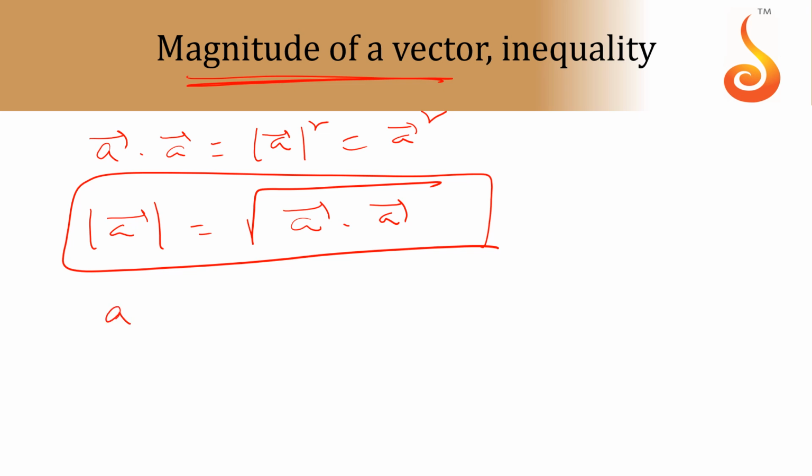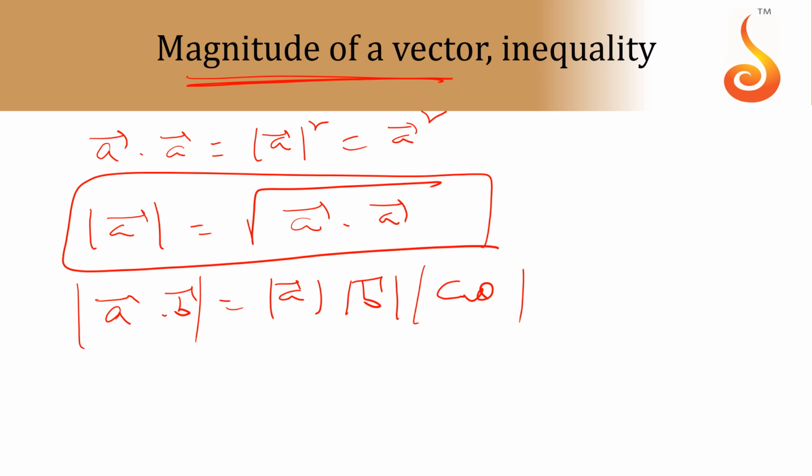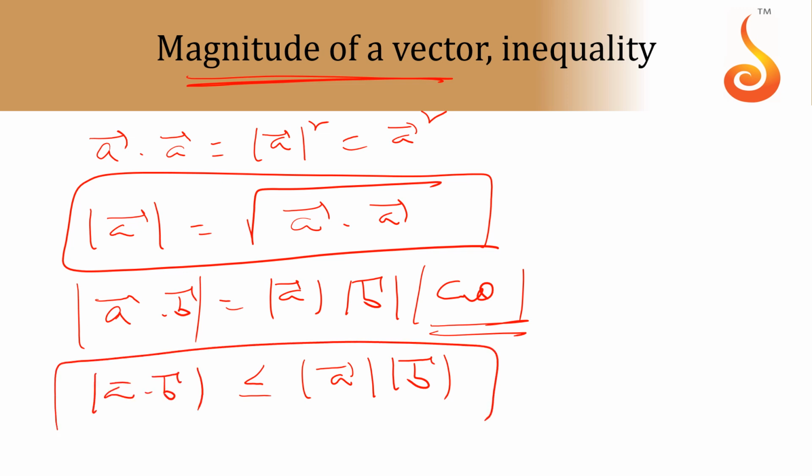Now, inequality. A bar dot b bar, you know, is mod a bar, mod b bar, cos theta. So if I want the mod of a bar dot b bar, it will have mod cos theta, and mod cos theta always lies between 0 and 1. So if I remove cos theta from that side, the right side becomes more. So this is a very important inequality in dot product.